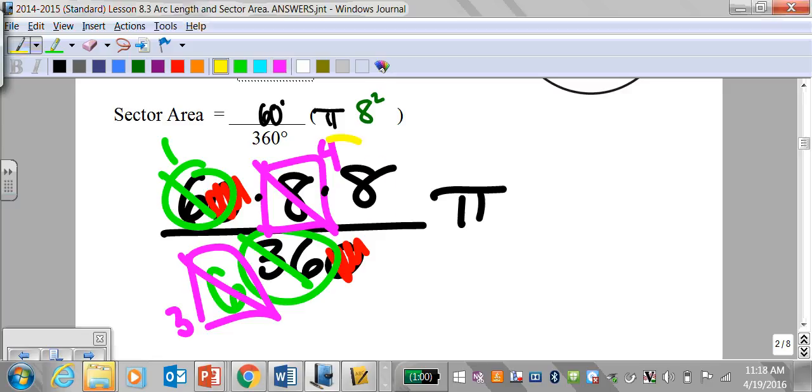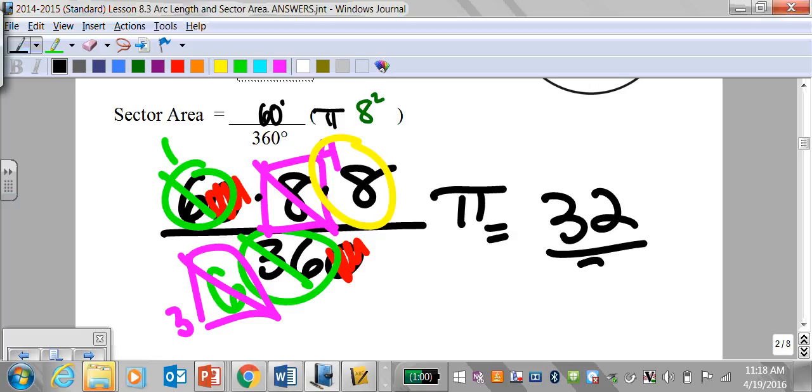Okay, so look what we have left. We have 4 times 8, which is 32 over 3 pi. Check units. Centimeters. It's area, so it is squared, and you are done.